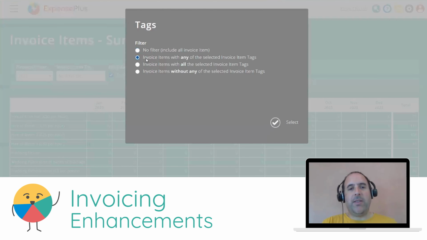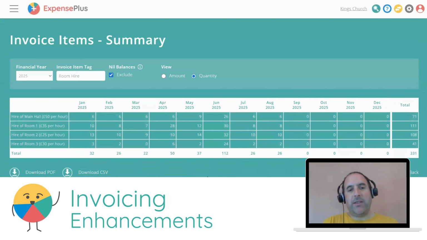So this report is really useful, and if you do apply invoice tags, rather than seeing all invoice items at this point, you can then say, look, please only show me the ones that relate to room hire, and you can create a really nice custom report which is going to show you how you've hired out those resources that relate to your invoice item tag. So all those different invoice items, you can view that across each of your different months.